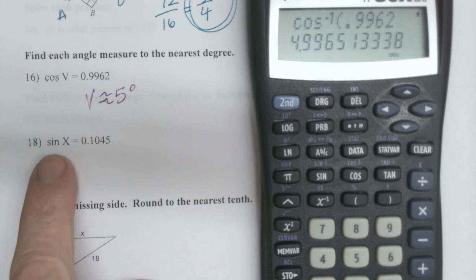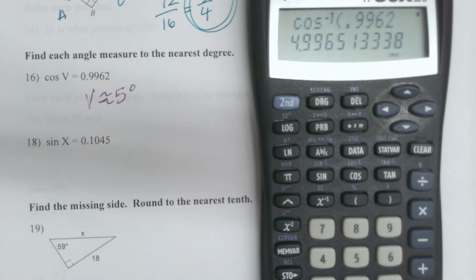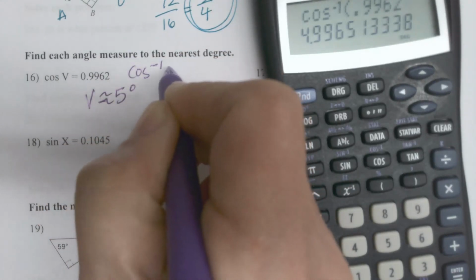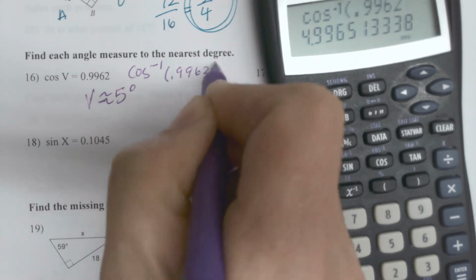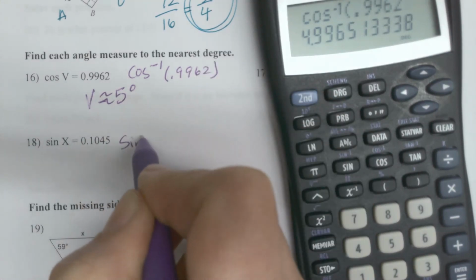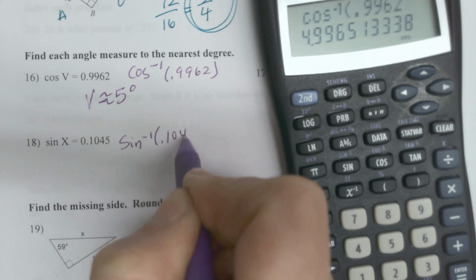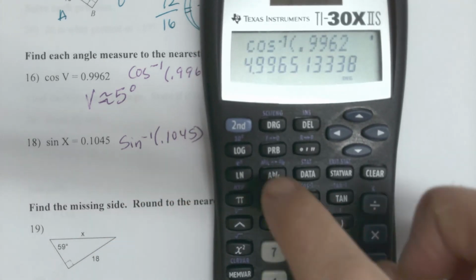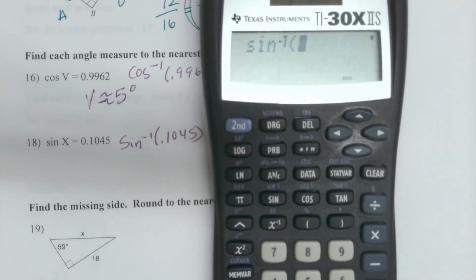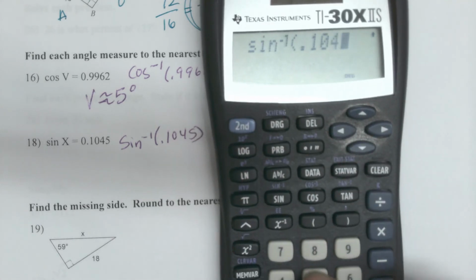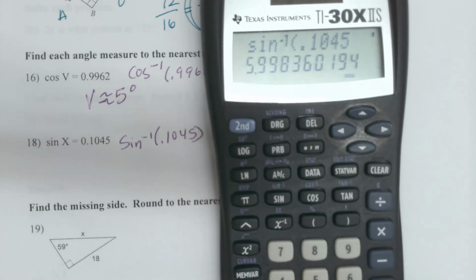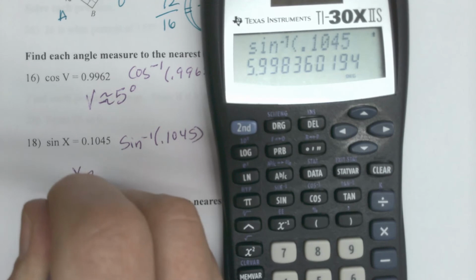So if I'm doing number 18, it's the sine inverse, and I should write that down. This is the cosine inverse of 0.9962. This one is the sine inverse of 0.1045. So I take my calculator and I do second sine 0.1045, hit enter, and get my, this one's about 6 degrees. So X is roughly 6 degrees.